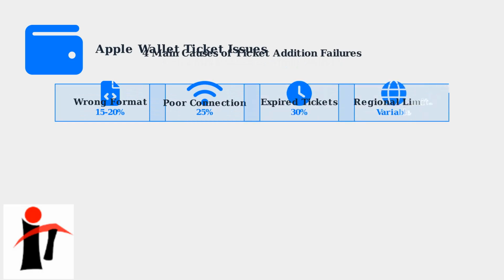Wrong file format causes 15 to 20% of issues. Poor internet connectivity accounts for 25% of problems. Expired or invalid tickets cause 30% of failures. And regional restrictions can also prevent ticket addition.